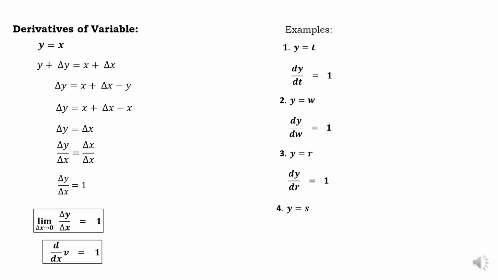And y is equal to s, and s is also a variable, so therefore the derivative of y with respect to s is equal to 1. Derivative of a constant and variable. Let us determine also the standard formula of the derivative of a constant and variable using the increment method.